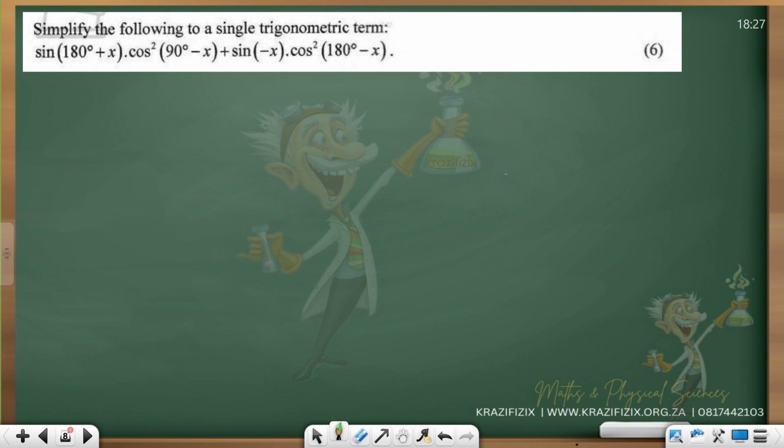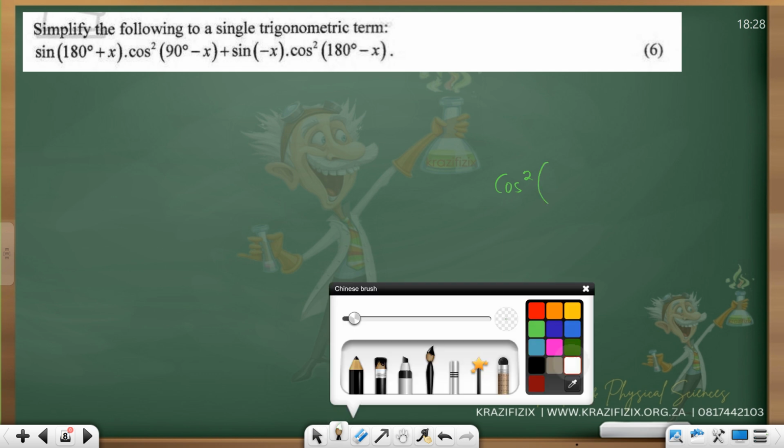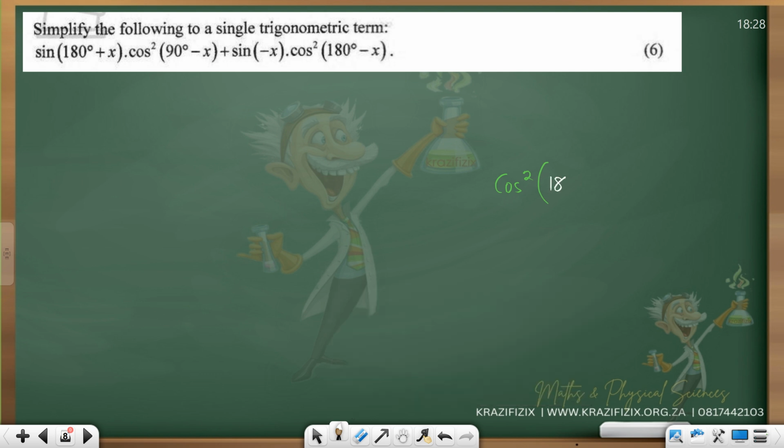All right, quickly. When you see the cos squared, let me do this. I want to do one for you. Not this question, but I'm going to do something. When I see cos squared, for example, this, please learn this. Don't worry about the squared. The squared is only telling you that it is going to be positive. So check this. What is cos 180 plus x?